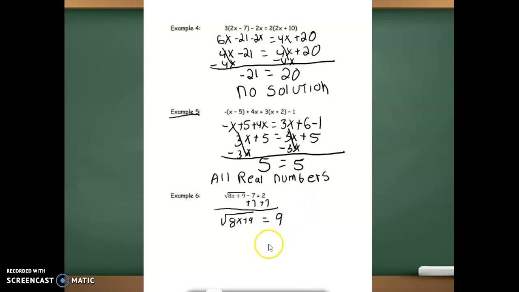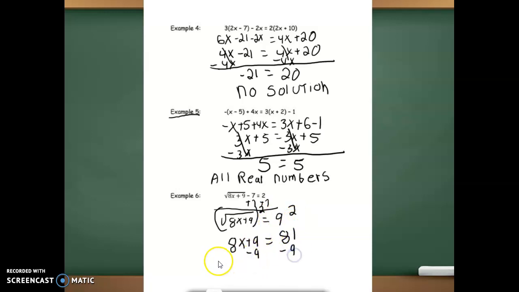Now, to get rid of a radical sign, the opposite of a radical sign is to square something. It's funny, it's on your calculator too. The radical sign's right underneath the square button. So I'm going to square both sides. Basically 2 of these is going to remove the radical sign. Whatever I do on one side, I do on the other. Now, piece of cake.